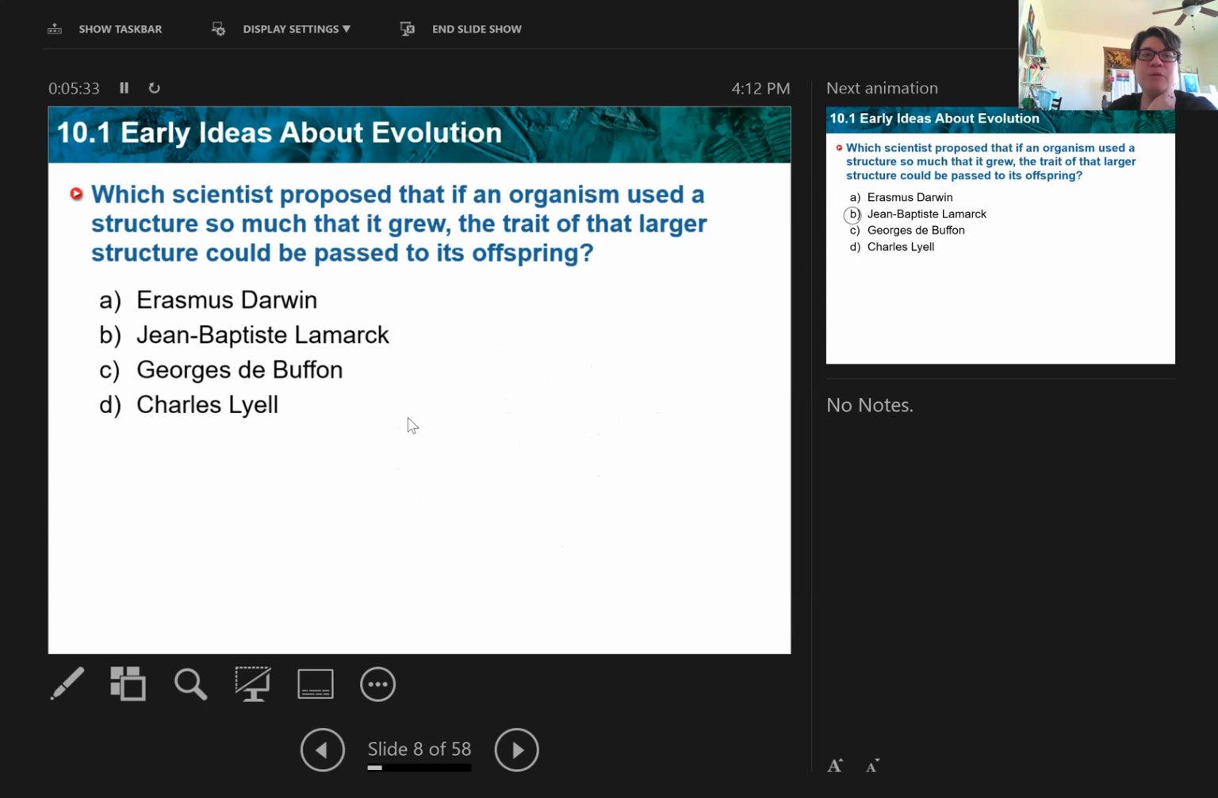The next question is, which scientist proposed that if an organism used a structure so much it grew, a trait of that larger structure would be passed to its offspring? So this was a wrong idea. If they use their neck a lot, it's not going to grow and then be passed to their offspring, and that would be Lamarck.